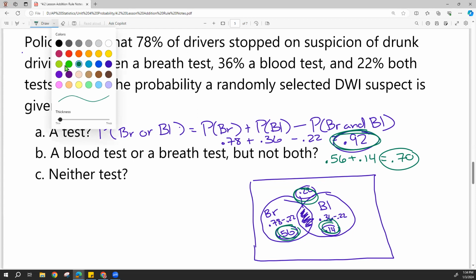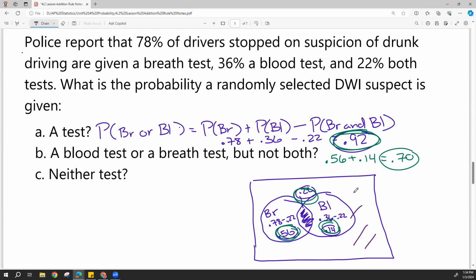And then those folks that get neither test, they live in this area. We would do 1 minus our total, but we already have that total, 0.92. And that's only a 0.08 probability of somebody not getting either test done if they were stopped on suspicion of driving while intoxicated.